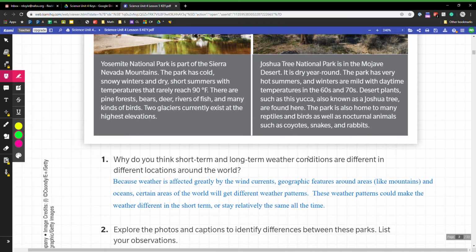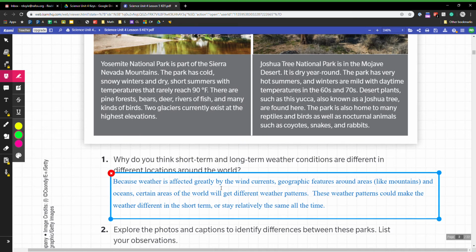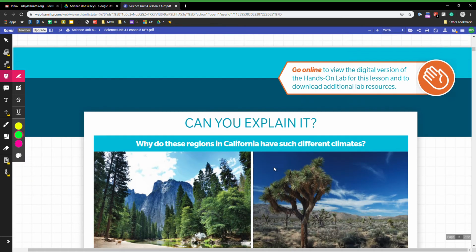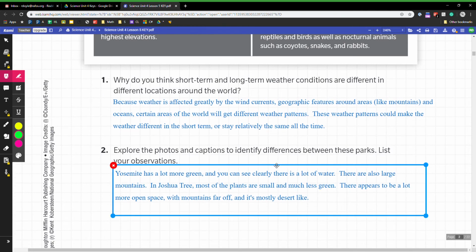And what I said was because weather is affected by wind currents and geographic features like mountains, how close they are to the ocean, winds coming off of the ocean, and things like that. Depending on where a place is, if there are mountains or no mountains, or if it's by the ocean or not, that would obviously affect what the climate is like. And identify differences between the parks and list your observations.